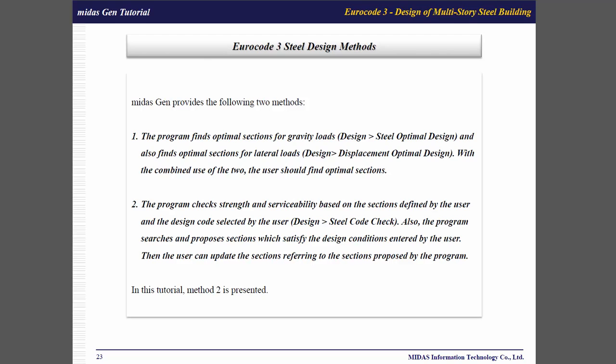the user and the design code selected by the user. Also, the program searches and proposes sections which satisfy the design conditions entered by the user. Then the user can update the sections referring to the sections proposed by the program. So in this tutorial, we'll use method number 2.